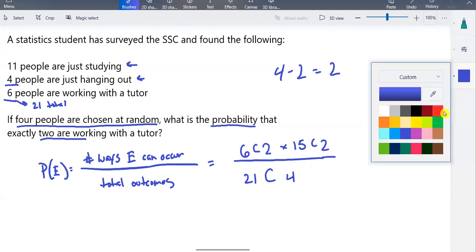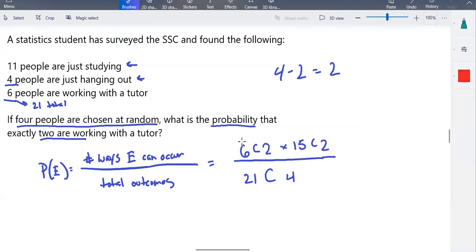Now check this out. This may not be a revelation to you, but it's pretty cool. So 6 plus 15 is 21. 2 plus 2 is 4. This is a nice way to check to make sure that you've included all the information that you need. So we have 6 people working with a tutor. We want exactly 2 of them. But there are 15 other people who are doing other things, and we need 2 of those to finish our group of 4. So this is how we're going to calculate the probability that if 4 people are chosen at random from this group, exactly 2 are working with a tutor.